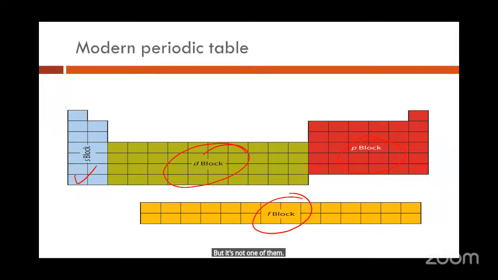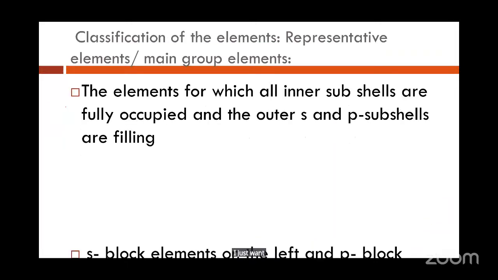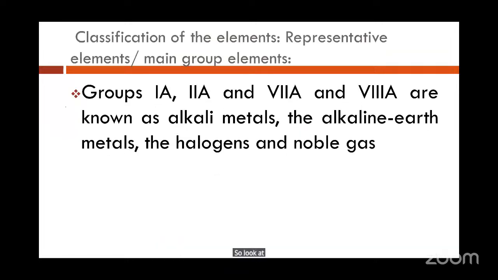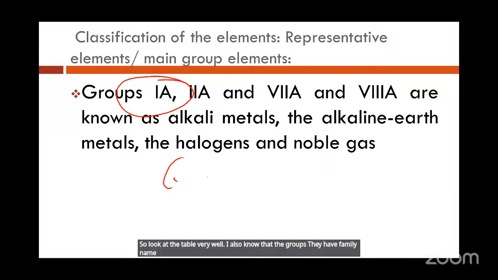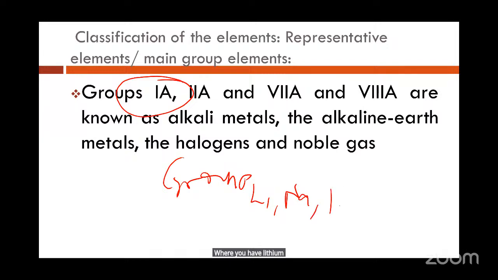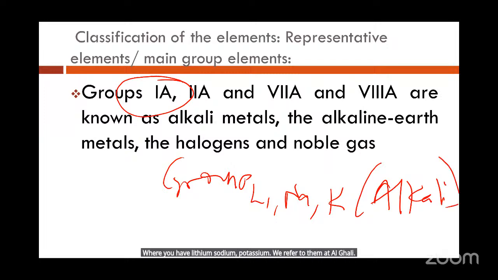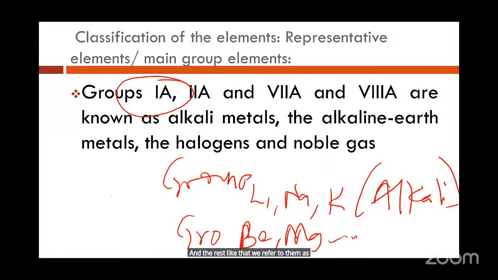By my watch, it's time. I just want to see if there is maybe one or two things that I have not mentioned. So look at the table very well. And also know that the groups have family names, like group 1, where you have lithium, sodium, potassium. We refer to them as alkali metals. Group 2, where you have beryllium, magnesium, and the rest like that, we refer to them as alkaline earth metals.